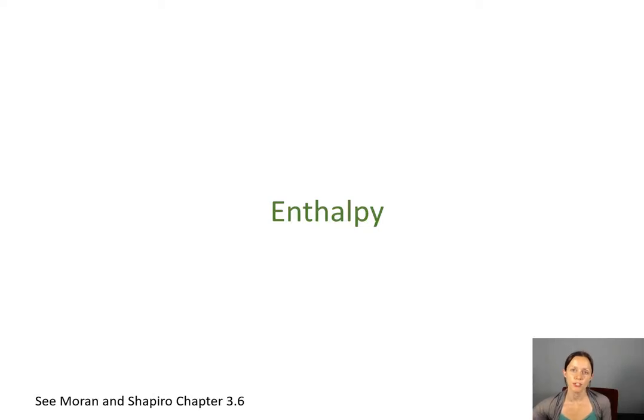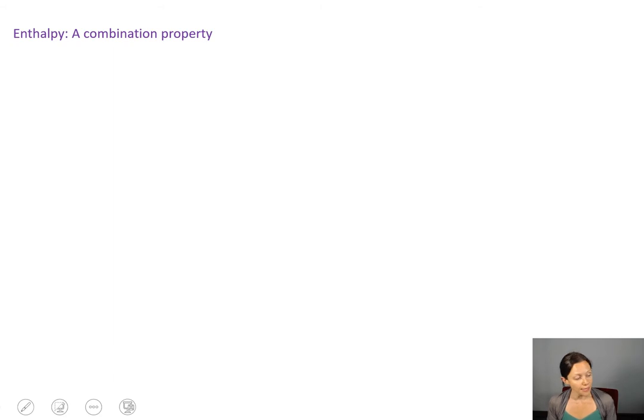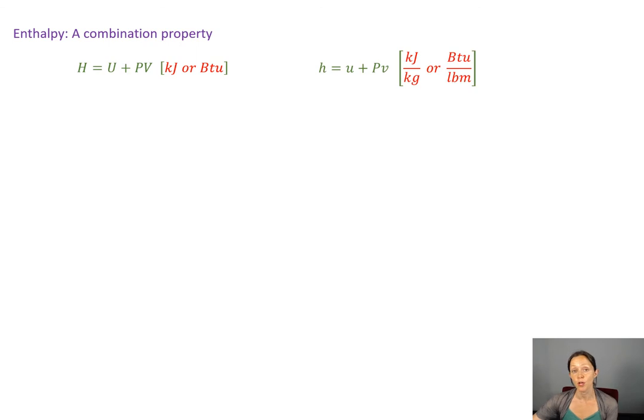In this segment, we're going to talk about enthalpy, and enthalpy is a property. It is a combination property because it's a combination of properties that we know. H is enthalpy, and this is equal to U plus PV, so internal energy plus pressure times volume. And you can also put this on a per mass basis. If I used a lowercase h, that would just be in terms of kilojoules per kilogram or BTU per pound mass. So it's big H divided by the mass.